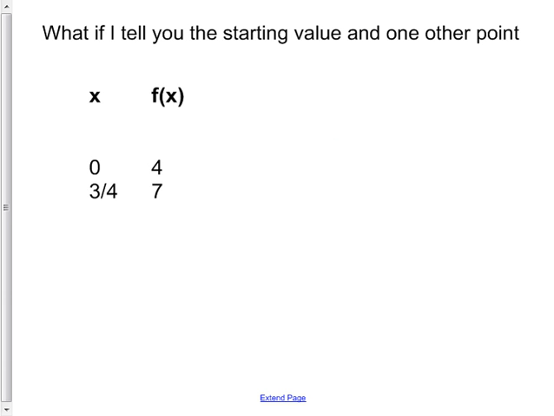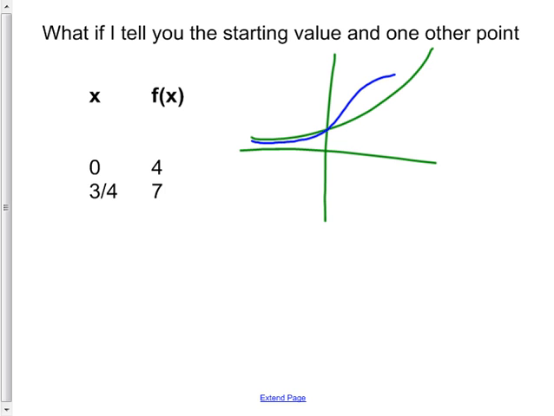If I tell you the starting value and one other point, then I'm talking about either this kind of graph or the blue kind. You are correct. We must be talking about the green kind in this case because the blue kind needs a limit. I'd have to tell you the limit.